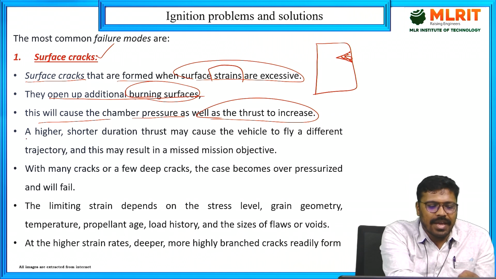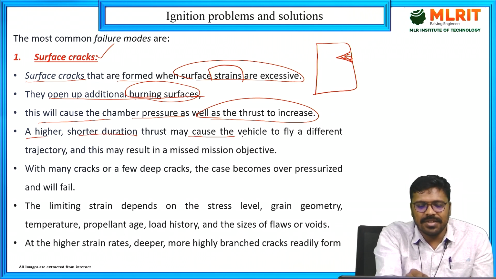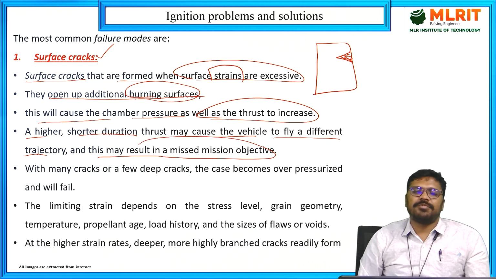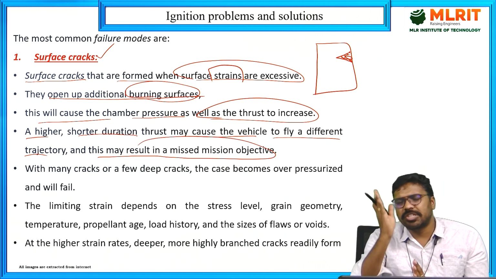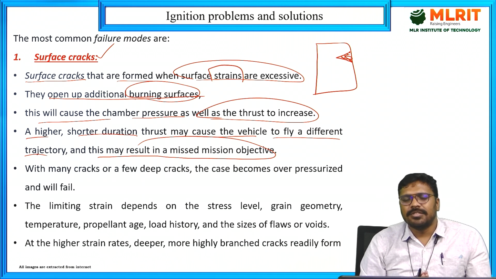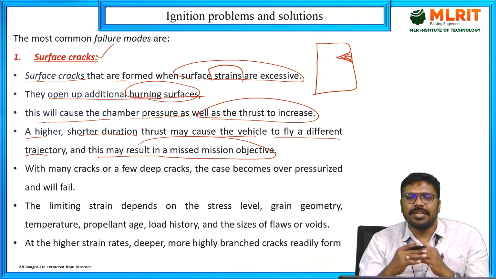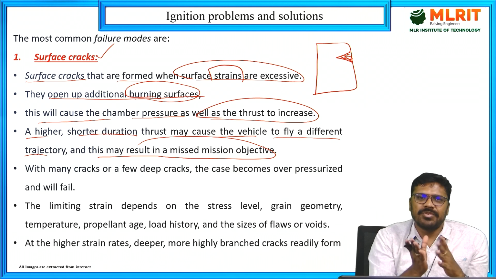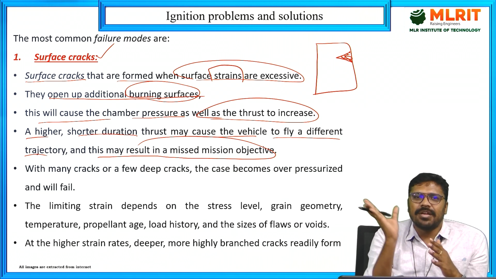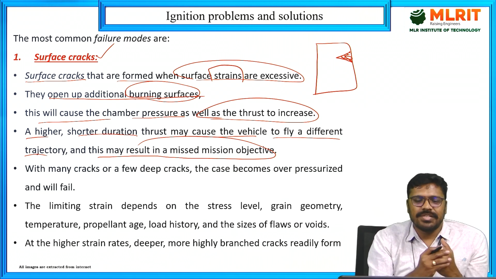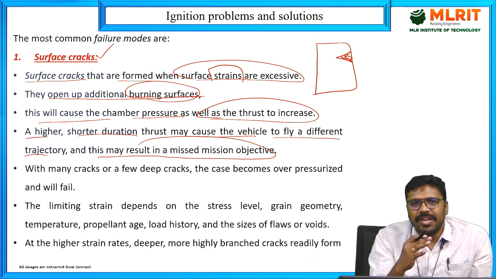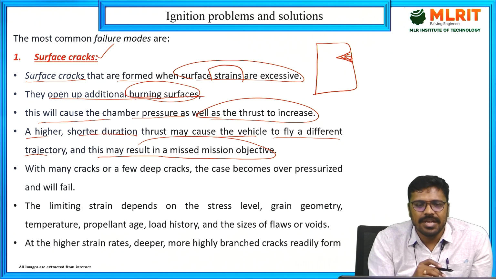A higher or shorter duration thrust may cause the vehicle to fly a different trajectory, and this may result in a missed mission objective. Generally, we plan the thrust profile during the mission, right? Because of these cracks, when the thrust suddenly increases at ignition, the vehicle trajectory will change. Sometimes we even lose the vehicle away from the trajectory, and the mission fails. So the mission objective is affected because of crack formation.